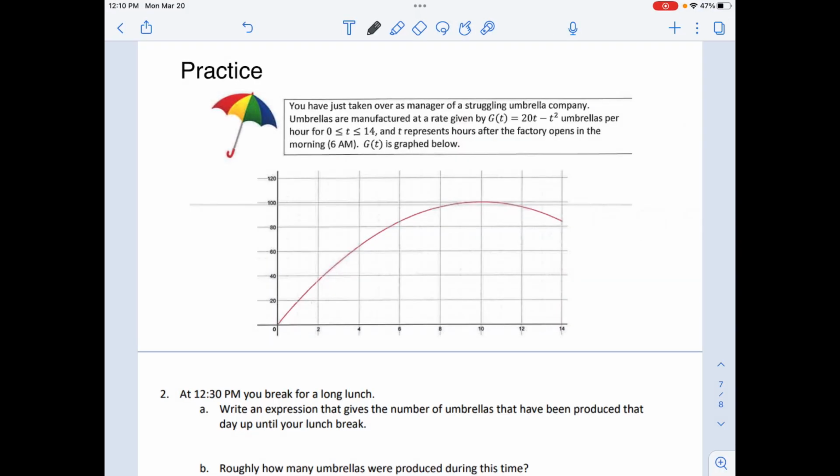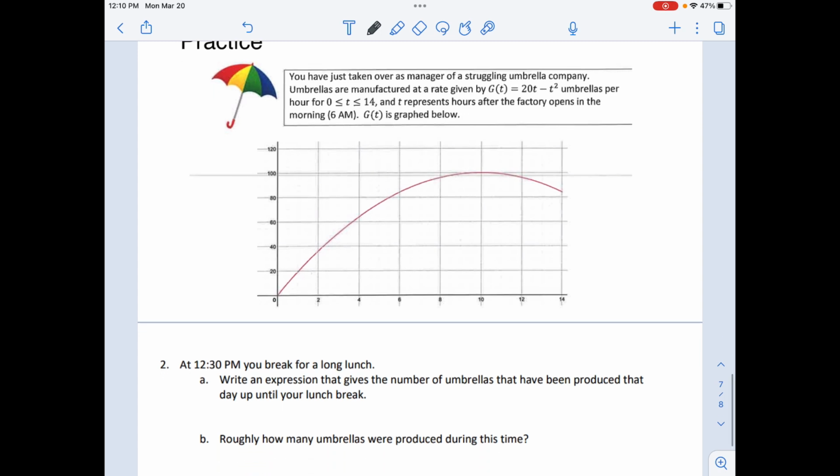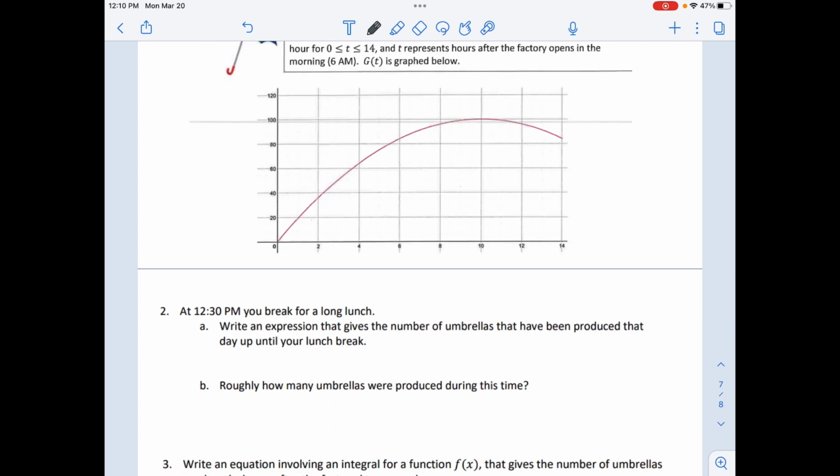So good luck. Okay, finishing off the video, the next question is really similar. It says at 12:30 you break for lunch, write an expression that gives the number of umbrellas that have been produced that day until your lunch break.